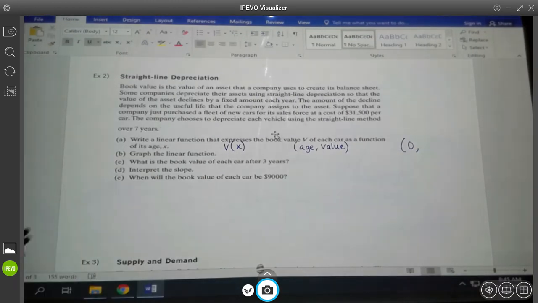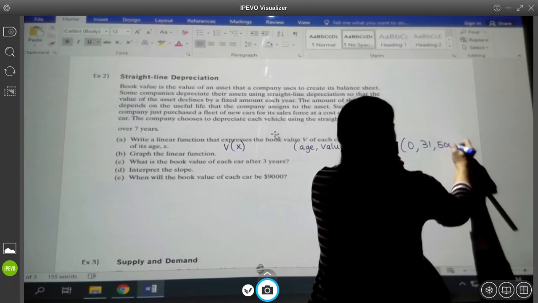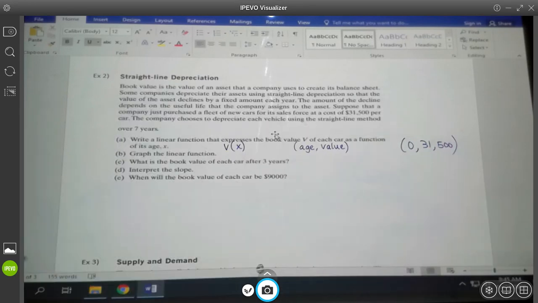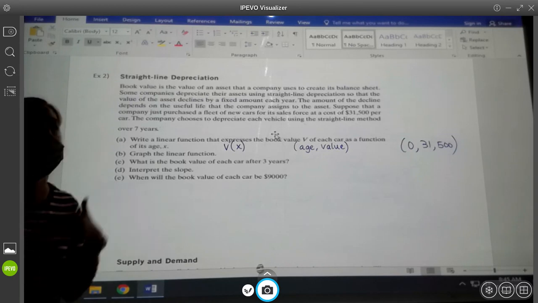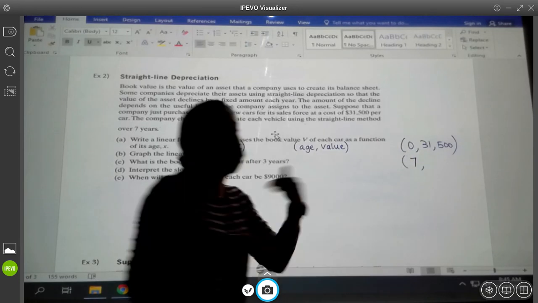They have chosen to let this car depreciate over 7 years. So that means when this car is age 7, what will its value be? 0. It's going to depreciate out of value. So you've just created 2 ordered pairs. Now you can find slope.